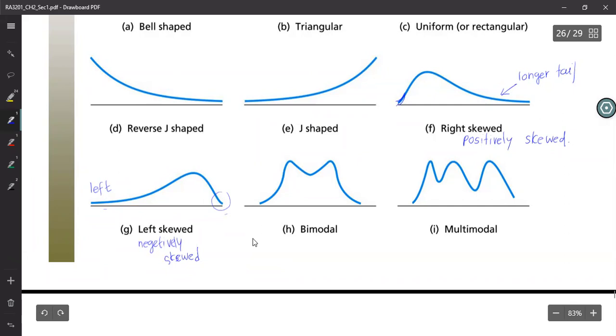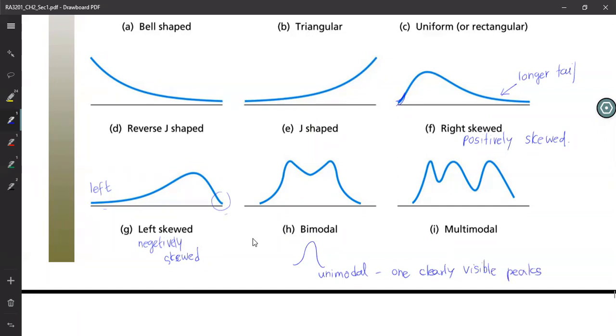Or sometimes we say skewed to the left. Okay? Skewed to the right. Positively skewed, negatively skewed. Okay? Sometimes you may get several peaks. One peak, we call it unimodal. One clearly visible peak. Clearly visible. If you think about all the peaks, then you'll be in trouble. This is clearly visible, two clearly visible peaks.